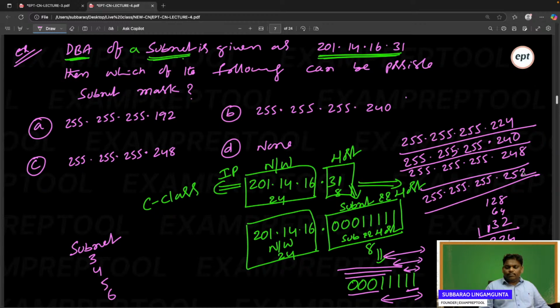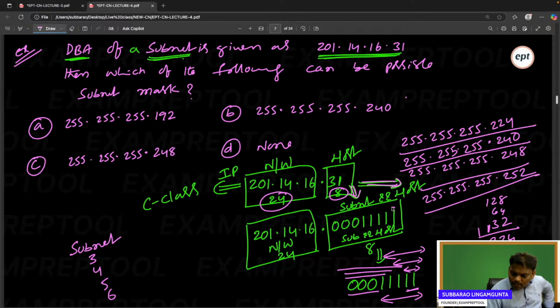Can you check one time? The DBA of a subnet is given as 201.14.16.31. Then which of the following can be a possible subnet mask? By seeing the IP, I can say it is class C. Class C means 24 bits for network, 8 for host. But remember, subnetting is also done, so the host part is divided into two parts, subnet and host. But I am not clear until which part is subnet and which part is host. But remember, it is a DBA, and DBA means the host part is all ones.